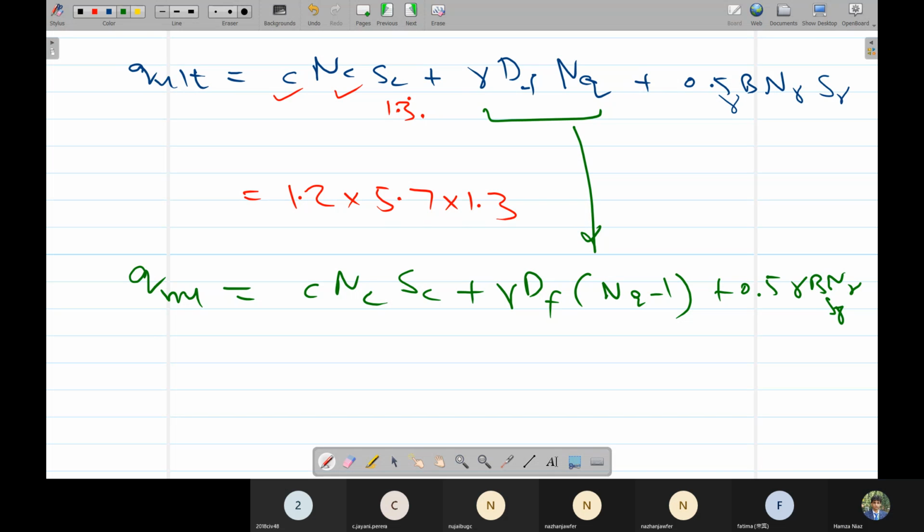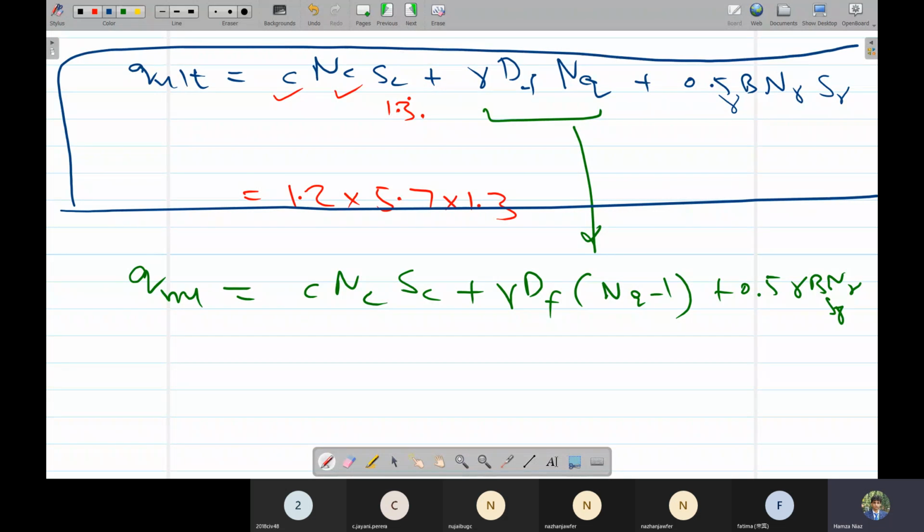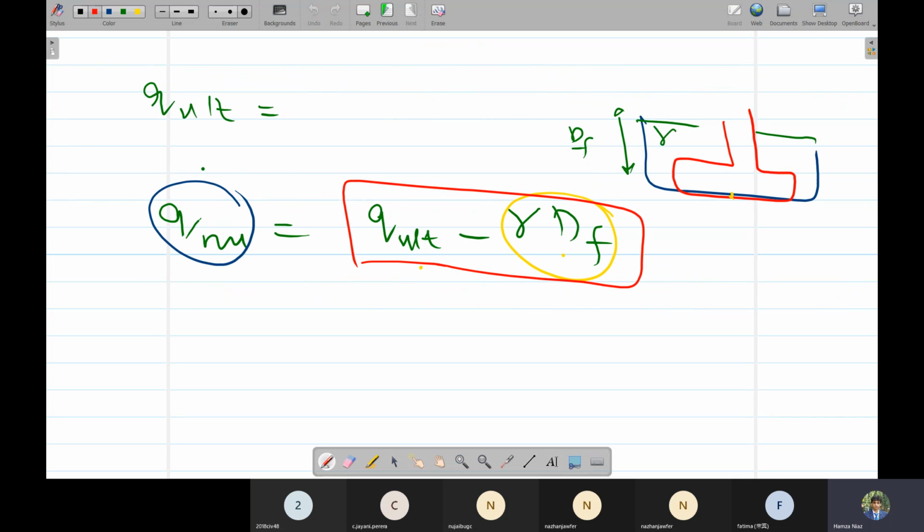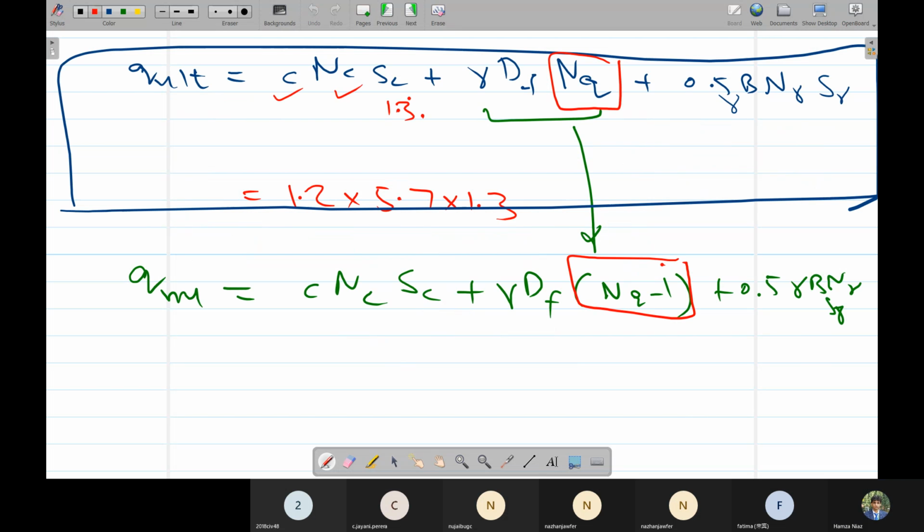So we do not need to write the Q ultimate expression because we will be requiring Q net ultimate, so we can simply directly write this net ultimate expression. Just the difference is this one, this is Nq minus 1. Here it was simply Nq. Why is this Nq minus 1? Because we are taking this gamma Df common, and in this expression this was Nq, so Nq minus 1 is remaining.